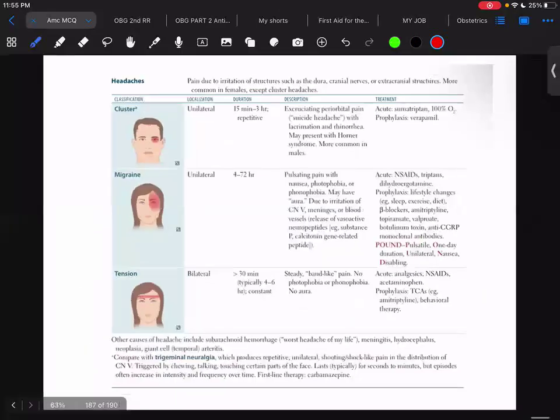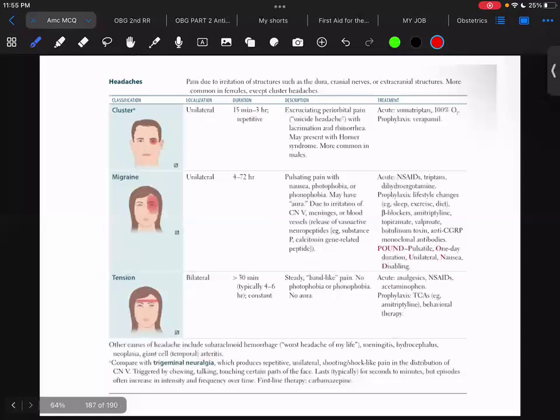Now, talking about the headaches, very important for your exam. What they ask you is about the treatment part. Remember that any patient who is having, for example, cluster headache, the location of the pain will be unilateral and it would be retroorbital. Retroorbital, very important.